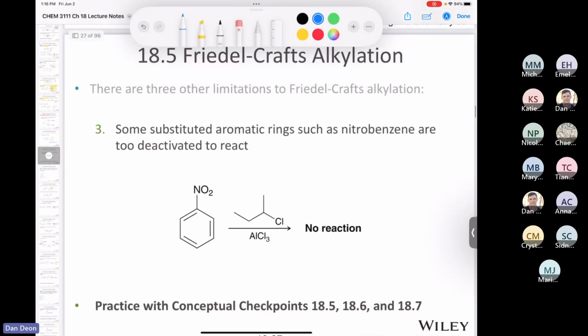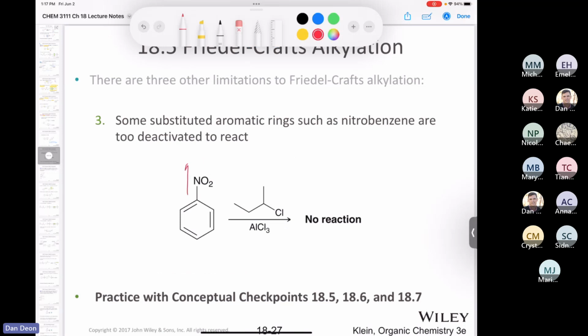Another one, and this is an important one for you guys, is that some substituted aromatic rings like nitrobenzene are just too deactivated to react. Since a nitro group is so electron withdrawing, there's a dipole going this way that's so strong that this ring can never act as a nucleophile. It just won't react. Those electrons are not leaving that ring. They're like, hello, I'm not going to go attack some bozo alkyl halide. Not doing it. So it's super deactivated.